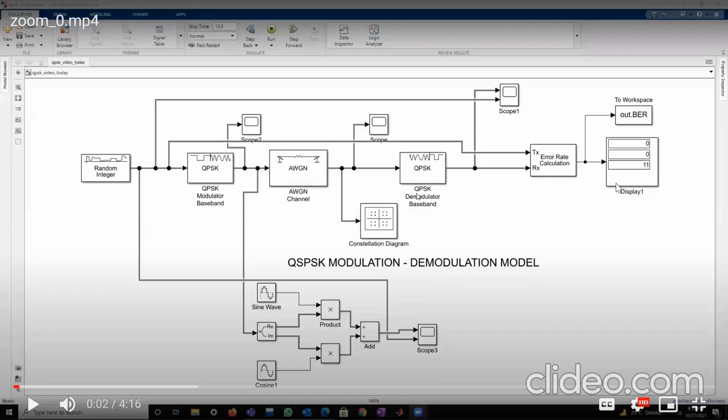So the simulation software we use for this is Simulink, which is built in MATLAB. With the help of Simulink, we can build different models with the help of blocks and simulate with graphical modeling. So let us see the blocks first.